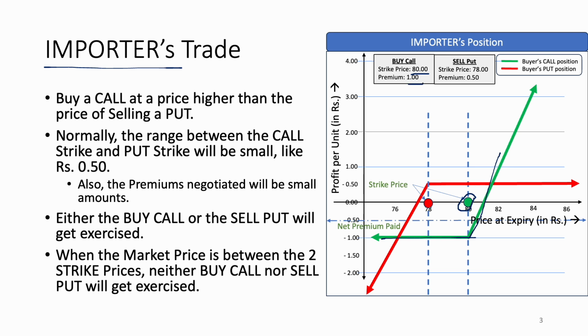And also he will make a sale of a put option. The put option sale, this is important. The strike price of the put option should be less than the strike price of the buy of the call option. So the put option should be sold at a lesser price as compared to the buy of the call option. Here he is selling the put option at 78 rupees at a premium of 50 paise. Also, the premium from the buy call should be greater than the premium of the sell put. This is important.